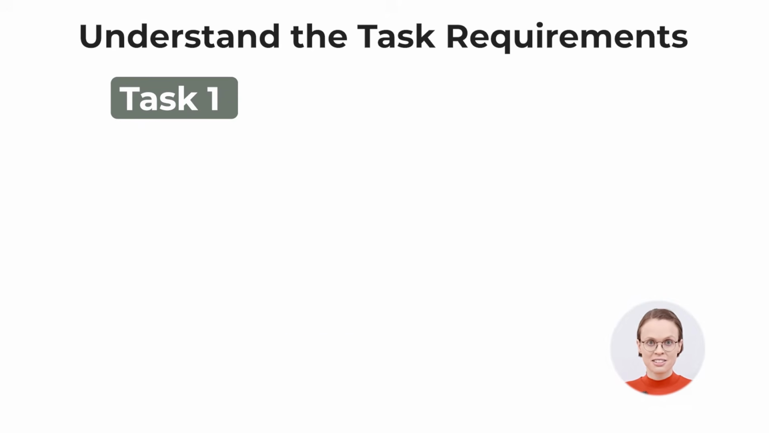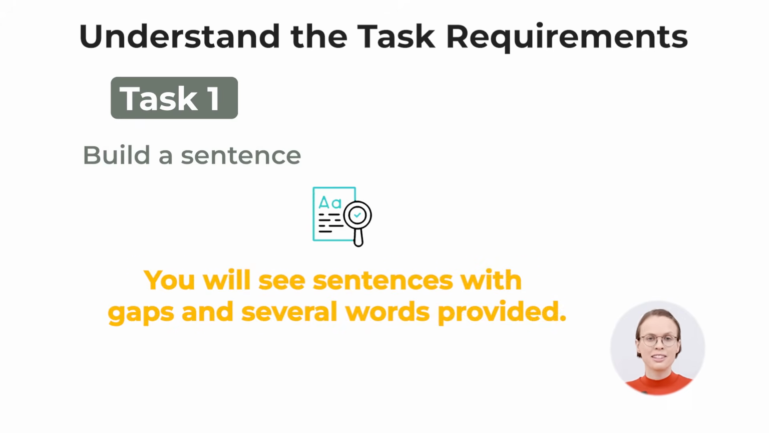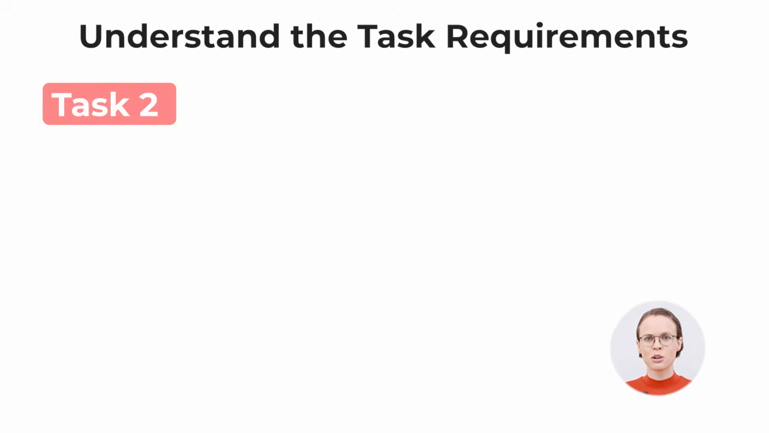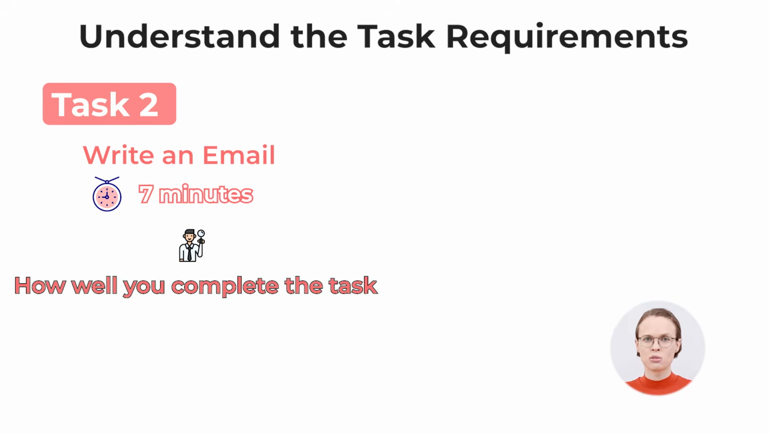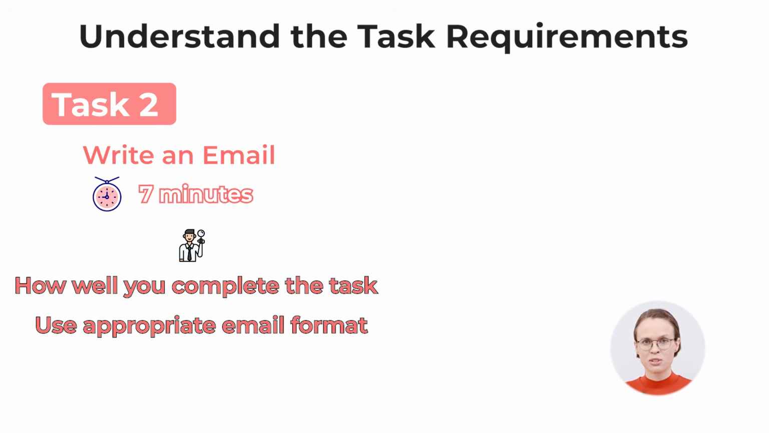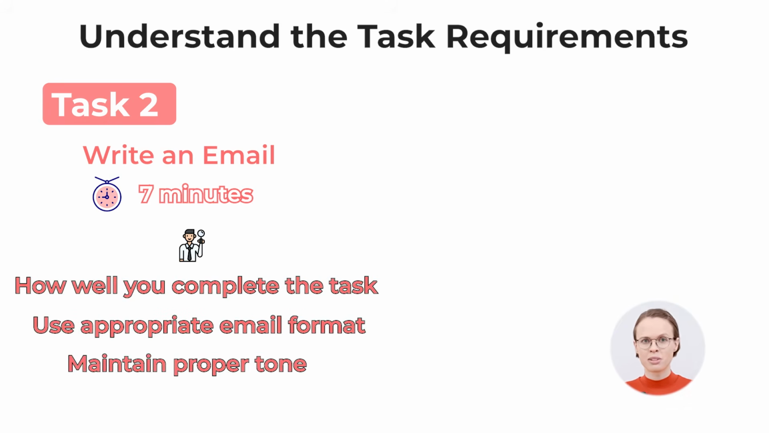In task 1, you need to build a sentence. You will see sentences with gaps and several words provided. Your task is to move the words into the gaps to create grammatically correct sentences. Task 2 is called Write an Email. You have 7 minutes to write an email based on given information. You must address all bullet points provided in the prompt. The TOEFL examiners evaluate how well you complete the task, use appropriate email format, and maintain proper tone.